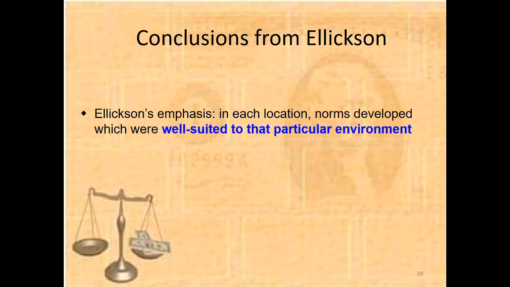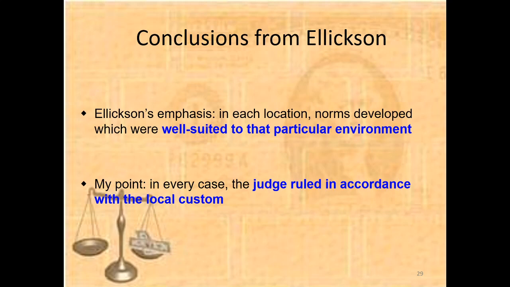So what is the conclusion from Ellickson? Ellickson emphasizes that in each location, norms developed which were well suited to that particular environment and that particular kind of pursuit. My point is that in every case the judge ruled in accordance with the local customs. For example, in the Indian context, let us talk about hawkers and vendors. Recently, in 2011, the Supreme Court instructed the state governments to develop locally specific laws on this, because the hawkers and vendors dispute is a long-standing dispute in the courts in India. In the early 1960s and 70s many disputes arose due to hawking and vending on the wayside. All right, so what is the problem in wayside vending or hawking?